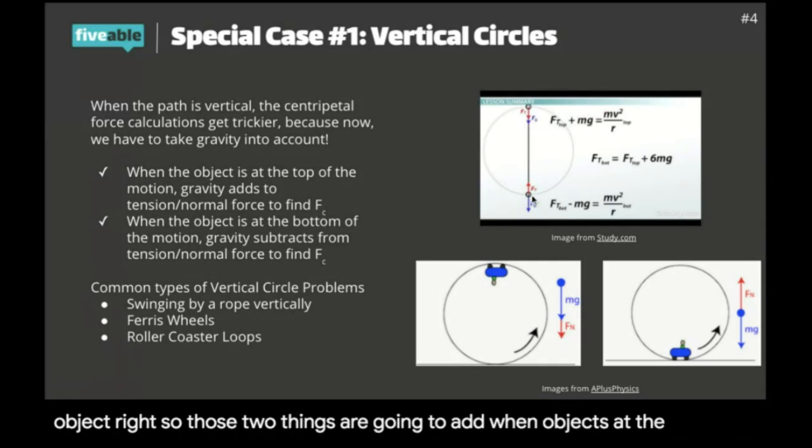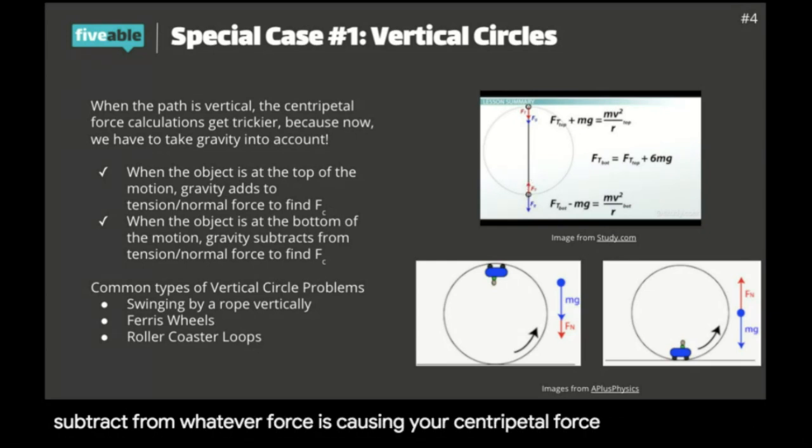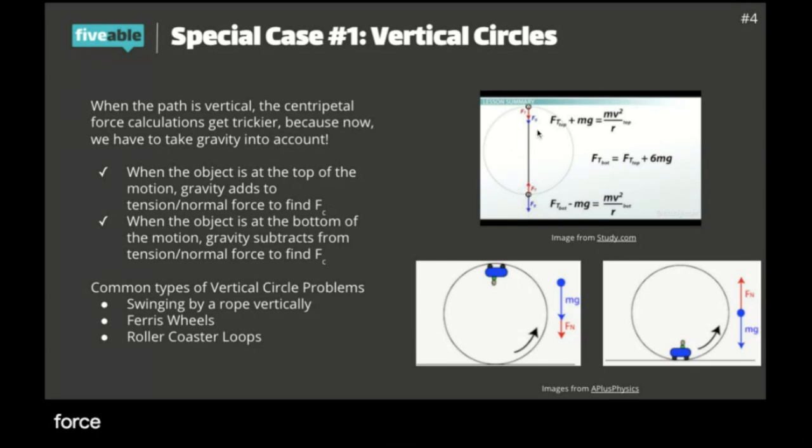When the object's at the bottom of the circle, those two things are pointing in opposite directions. So it's going to subtract from whatever force is causing your centripetal force to find your net force as you're going in uniform circular motion.